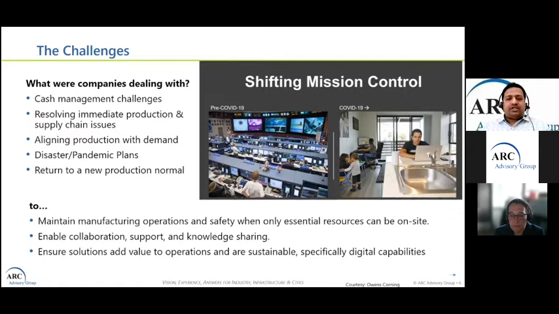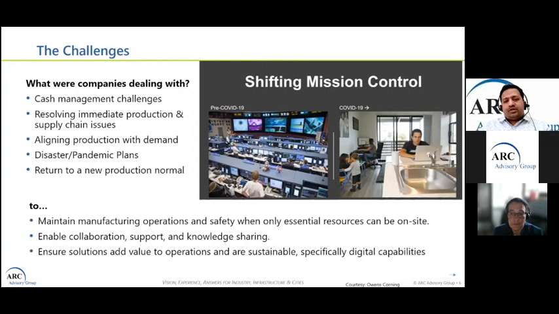But last but not the least, and to summarize this part, many companies were working on disaster and pandemic plans with different scenarios. For example, what if scenarios for how long the pandemic would be, what would be the best case scenario in short-term plans, and what would be the worst case scenario with the long-term plans, and how the situation would look when we return to new normal production. So will there be a pent-up demand? If yes, are we really well equipped for that demand, and so on.